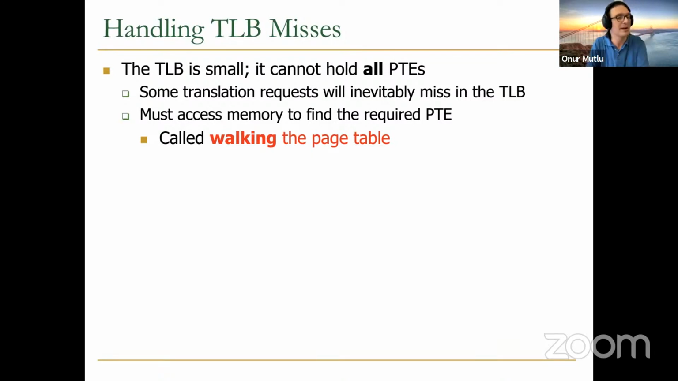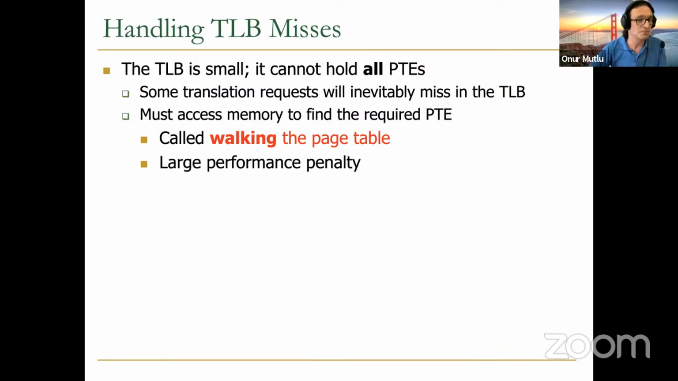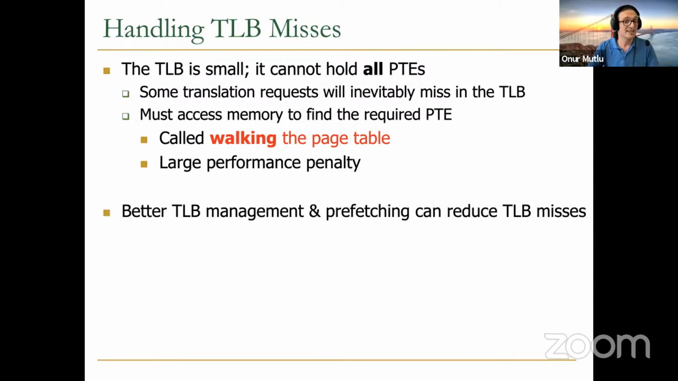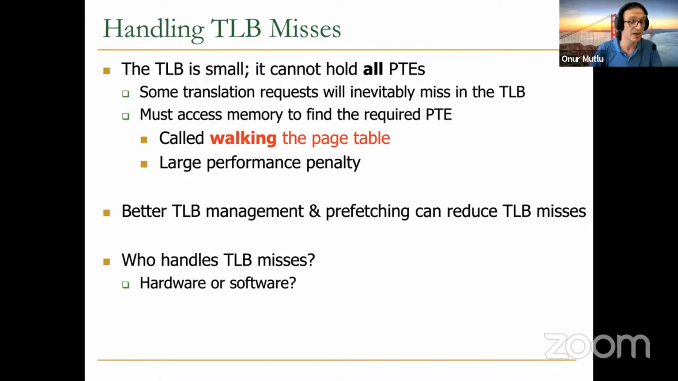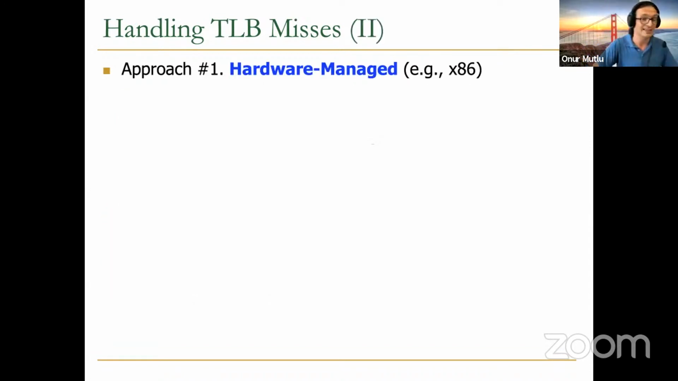And this takes a long time, as you know, right? There's a large performance penalty. So better TLB management and prefetching can reduce TLB misses, just like better cache management and prefetching. But then eventually you get a TLB miss. Who handles that TLB miss? Is it the job of the hardware or software? Meaning, whenever you get a TLB miss, do you take an exception or does the hardware handle it?